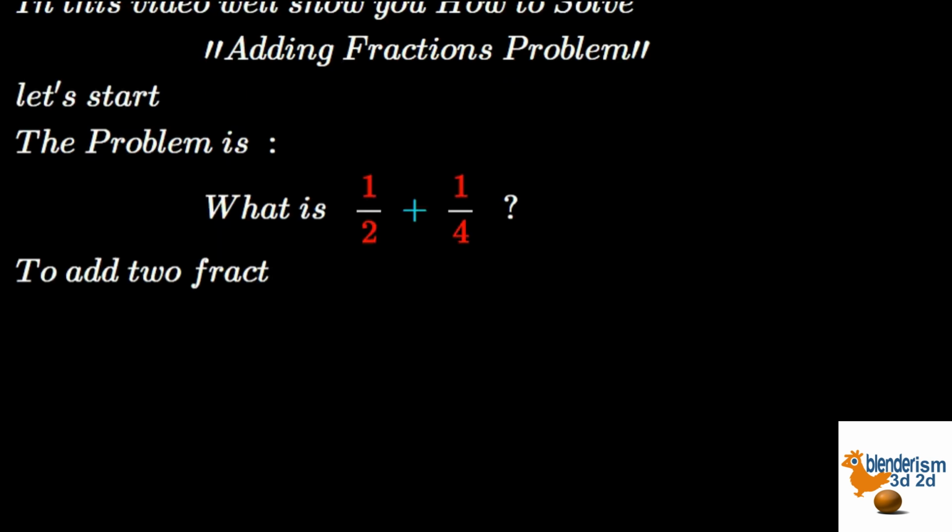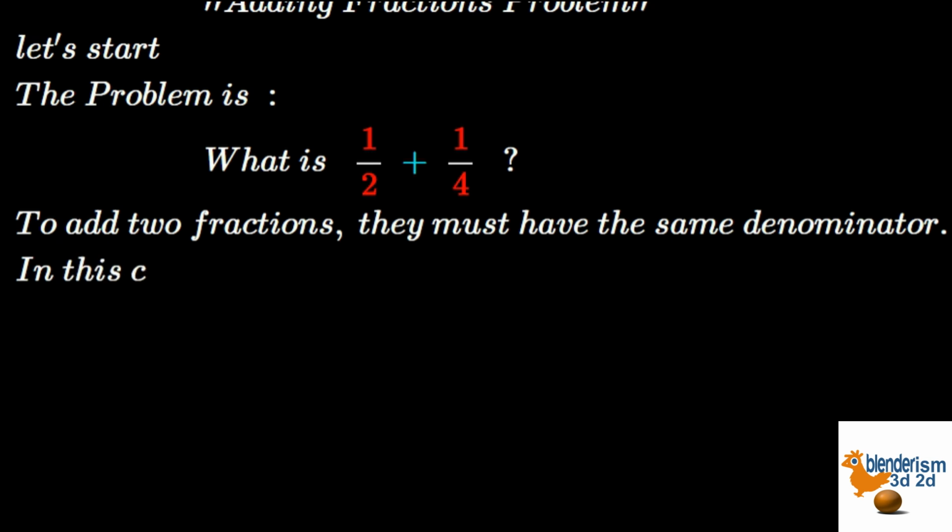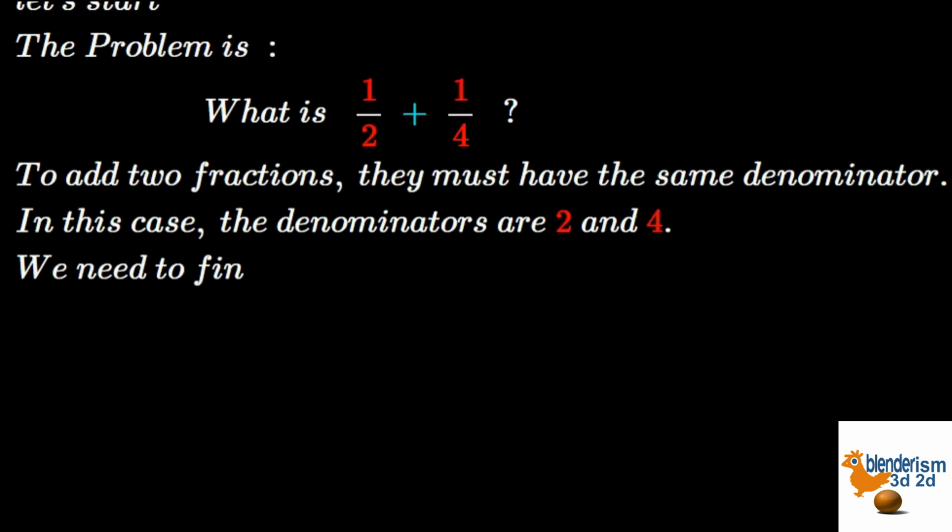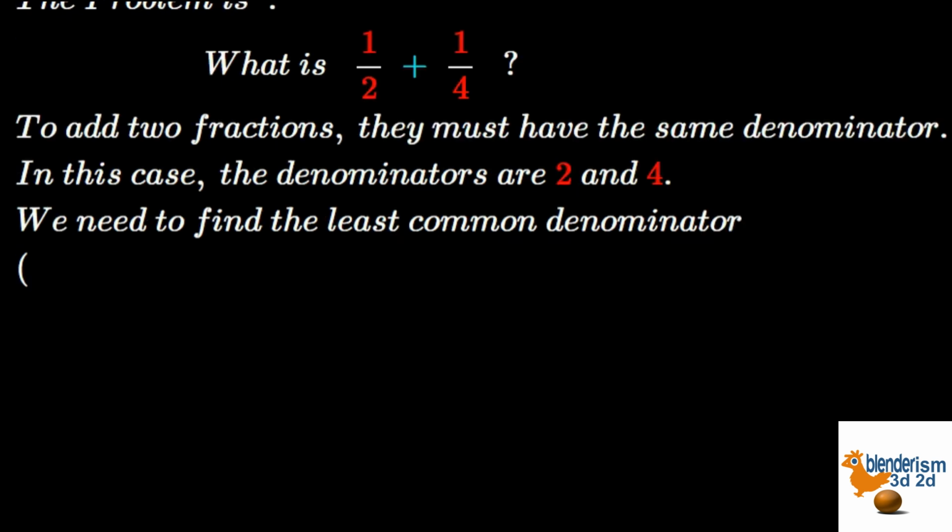To add two fractions, they must have the same denominator. In this case, the denominators are 2 and 4. We need to find the least common denominator, LCD, of 2 and 4.